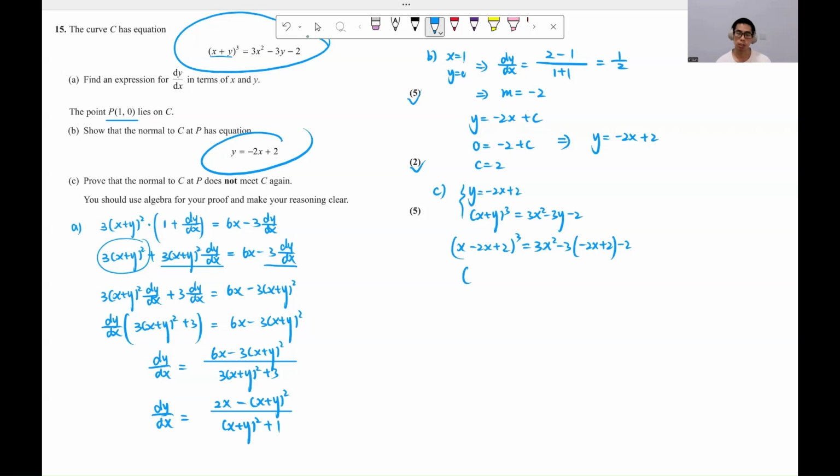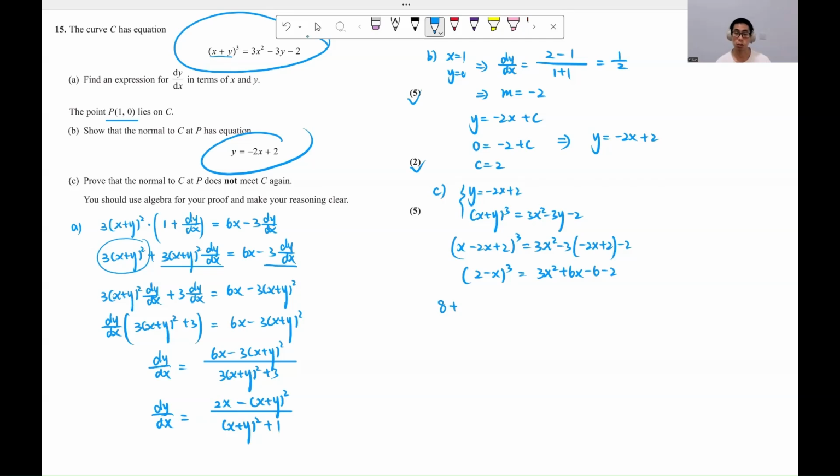So 2, it doesn't change, it's just 2. Minus 2x, that would be negative x cubed, equal to 3x squared. Minus 3 times minus 2 is positive 6x. And then minus 3 times 2 is negative 6. And then minus 2 is just minus 2. So expand it out, that would be 2 cubed, which is 8.